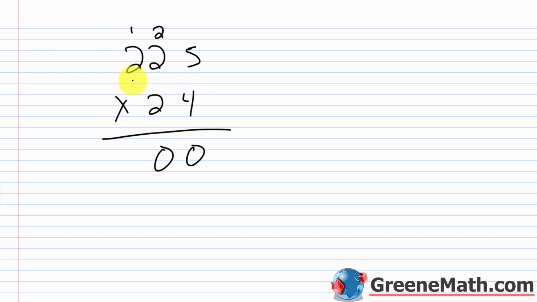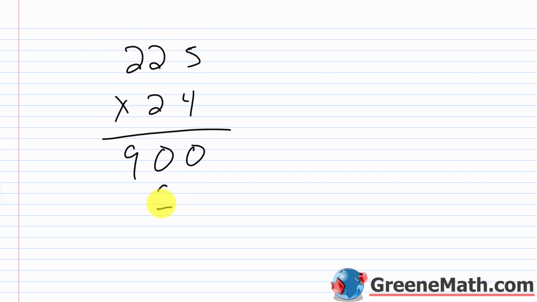So 22.5 times 24. And again, just ignore that decimal point. I'll just erase it for now. 4 times 5 is 20. 0 down, carry the 2. 4 times 2 is 8, plus 2 is 10. 0 down, carry the 1. 4 times 2 is 8, plus 1 is 9. So that's 900. And then we move to the left, so we start here.